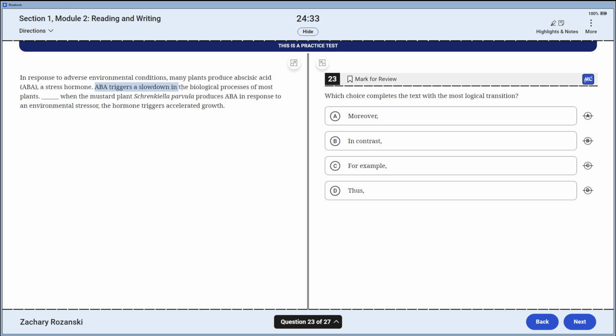ABA triggers a slowdown in the biological processes of most plants. All right. When the hormone triggers accelerated growth, we've got a little bit of a sequence here. When the mustard plant is in response, we've got accelerated growth. So we like this idea. It triggers a slowdown in most plants, whereas for this one plant, it does the opposite. So "in contrast" is what we're going to land on here.